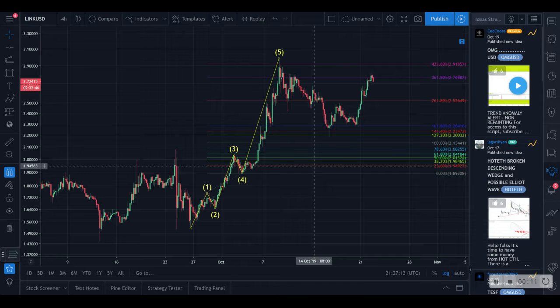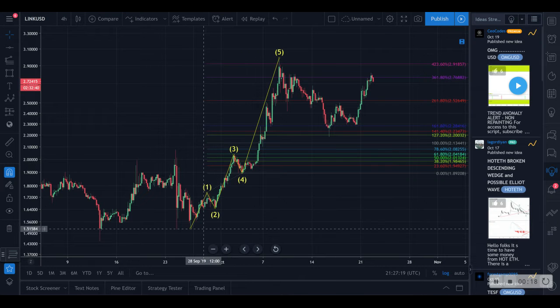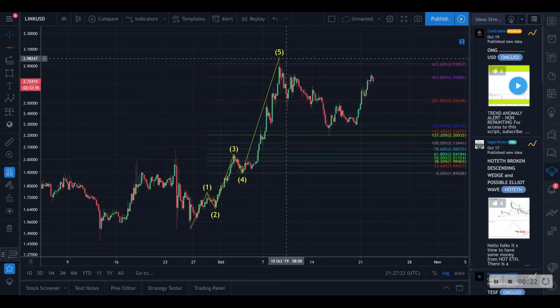The ticker of ChainLink is LINK. We're going to be focusing on ChainLink compared to USD. What you see in the chart right now is LINK's rise from $1.51 to about $2.98, a little bit more, give or take.